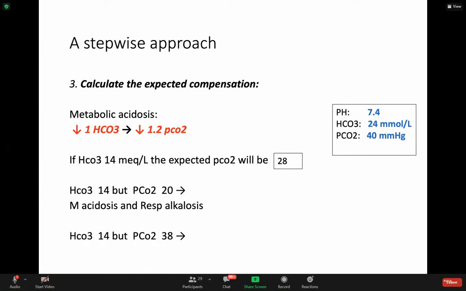طيب ناخذ example ثاني. اذا كان البايكارب is 14 ولكن البي سي او 2 بدل ما يكون 28 لقيناه 38. So what does this patient have? Metabolic acidosis and... المفروض يكون 28 بس لقيته 38. So this patient has metabolic acidosis and respiratory acidosis.